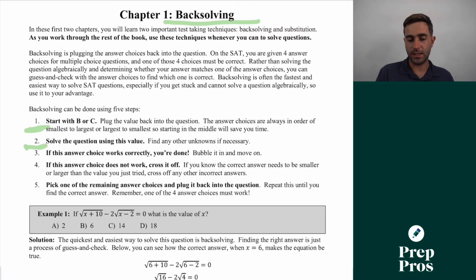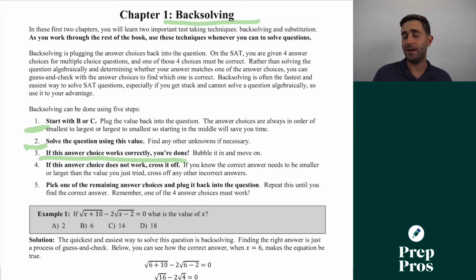Now, the second thing, as I said, we're pretty much just plugging these values back in. Nothing conceptually super difficult or crazy here, but we just plug it back in. We see if it works. If there's any other unknowns that we need to figure out, we of course have to solve for that as well. Very simply, if we find the correct answer, that's it. We're done. You don't have to do anything else. If not, cross it off.